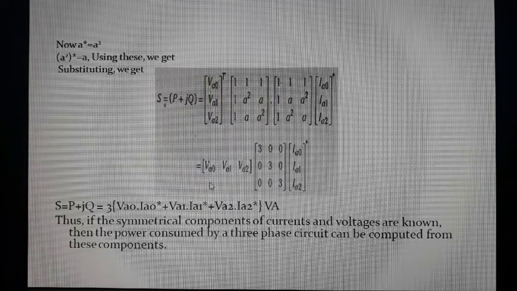Now multiplying this, we get Va0, Va1, Va2. When matrix multiplication is done, this is a diagonal matrix with 3, 3 and 3; all the other off-diagonal elements are 0. This is the matrix we get. Then S equal to P plus jQ can be separated and written as 3 times Va0 Ia0 conjugate plus Va1 Ia1 conjugate plus Va2 Ia2 conjugate. So 3 is taken outside, and this becomes the complex power.